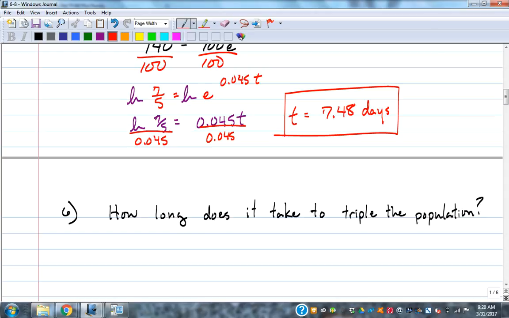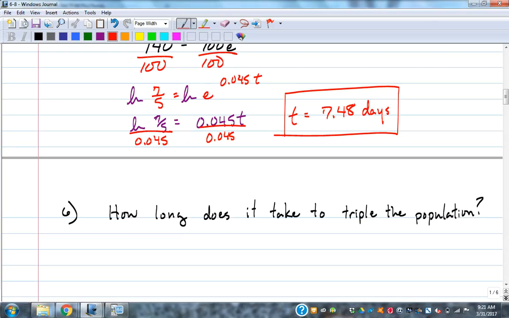If it asks us to triple the population, what would we set it equal to? 300, because we have an initial amount there. If we don't have an initial amount, we'd say the initial amount's 1, triple it's 3. We have the initial amount being 100, so we'd set it equal to 300. If they asked me to double it, I set it equal to 200, that sort of thing. Really, really easy idea there.